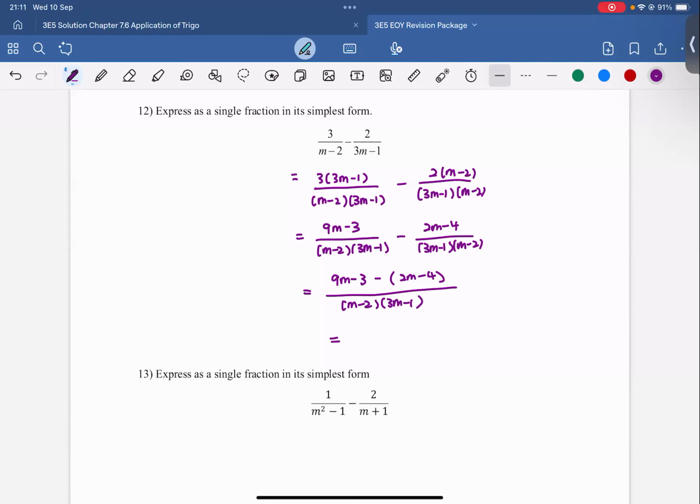Now you distribute: minus 2m plus 4. Okay, then now you simplify: 9m minus 2m, 7m. Minus 3 plus 4 plus 1. Okay, so that is it.